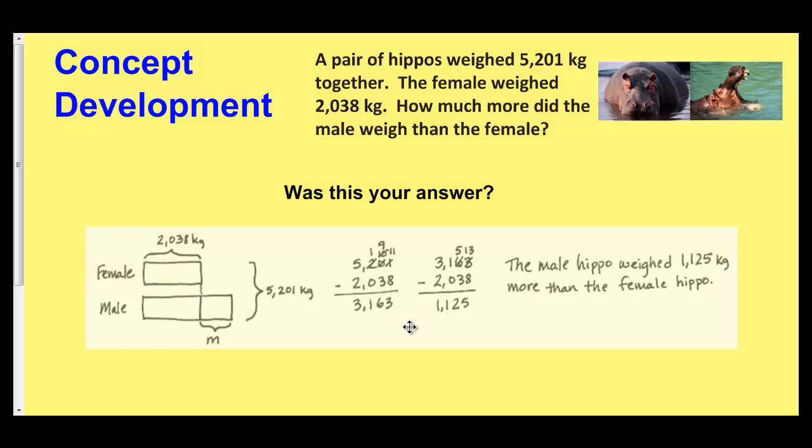Here's your answer. So you see here, here's the female. She weighed 2,038 kilograms, and it says here that the pair of hippos together weighed 5,201. That's a little bit different than what we've had before. So this bracket means that when you add these two together, you get 5,201 kilograms. So I want to know how much more did the male weigh than the female.